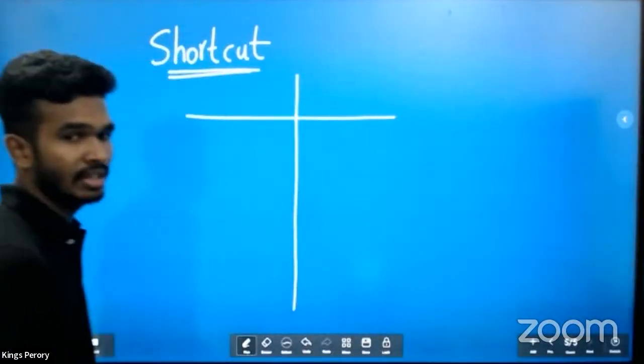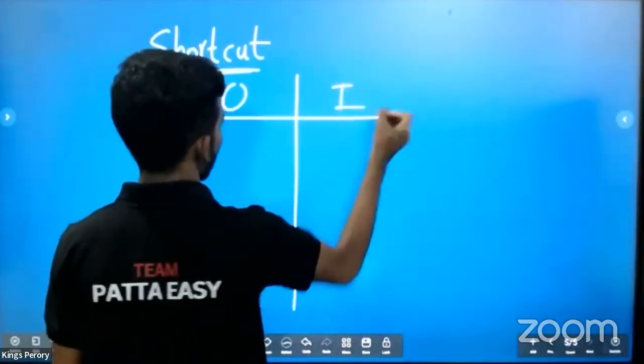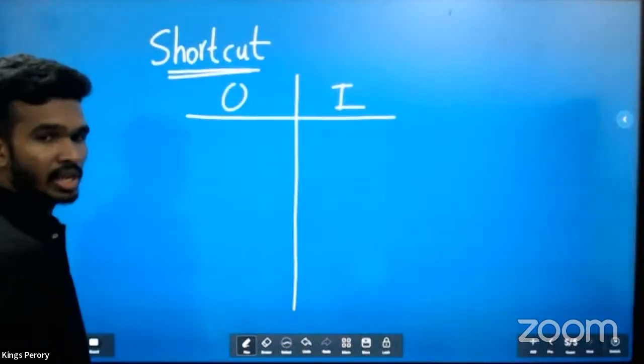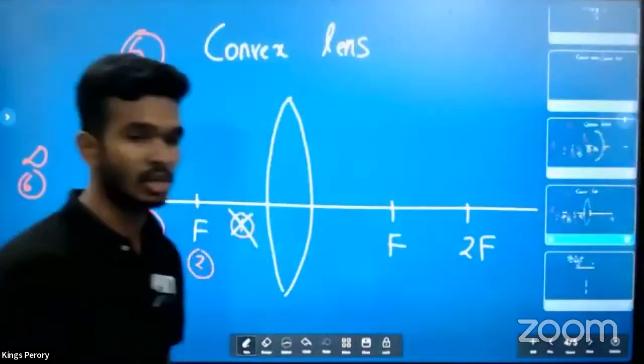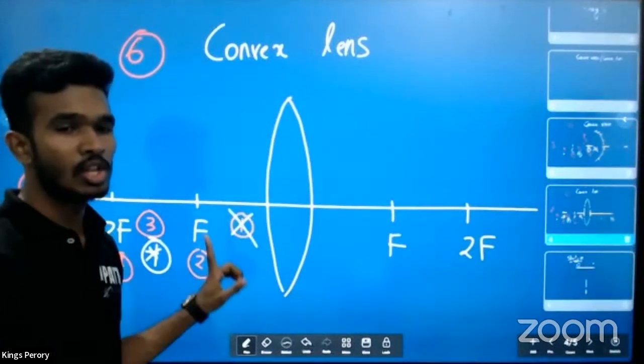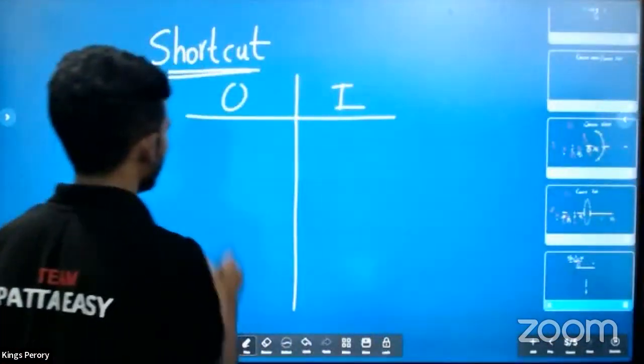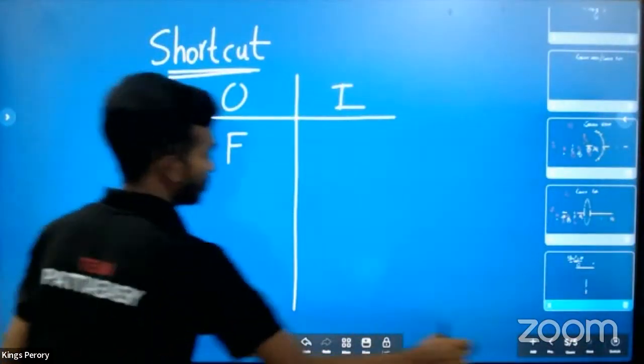You draw a chart like this. One side object, one side image. You are going to keep the object at six different positions, but I told you in my shortcut, the first position we are going to ignore. So we start from the second position. Second position is focal point. There you go. Start from focal point.